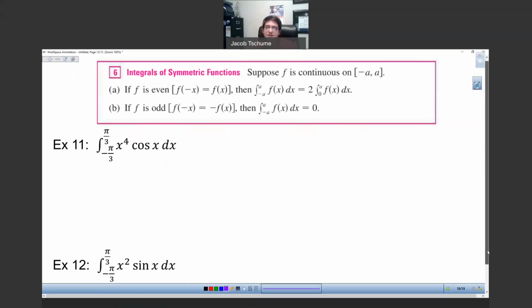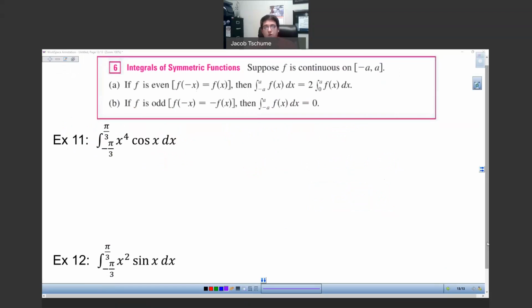Now, at the very end of this section, there's one really small thing I want to end on to wrap up chapter 5. And that's because in chapter 6 we're about to get into, we're going to deal with a lot of symmetry. And I want to introduce what symmetric functions actually involve when it comes to integration.